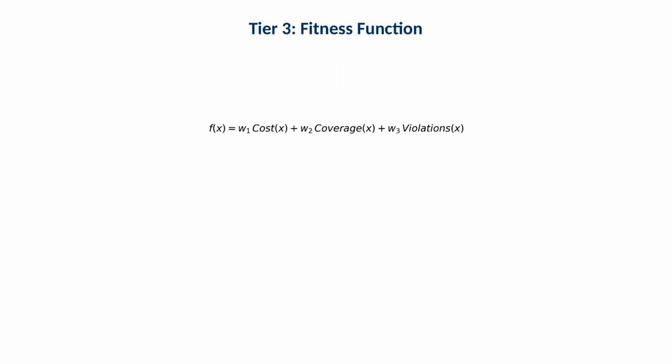The fitness function is how the genetic algorithm decides what better means. In this problem, the fitness balances cost, coverage quality, and penalties for constraint violations. In other words, the algorithm tries to reduce cost while also avoiding undercoverage and avoiding illegal schedules.